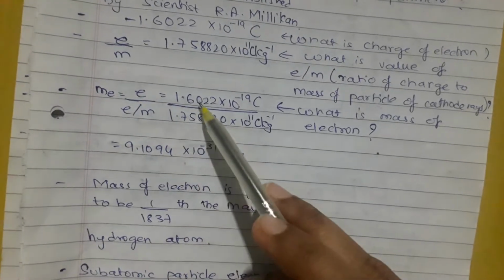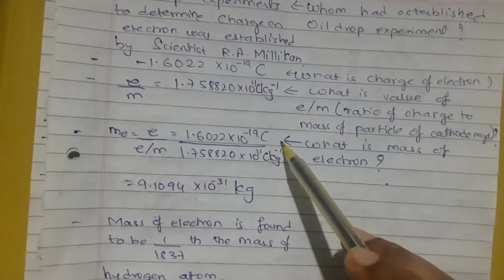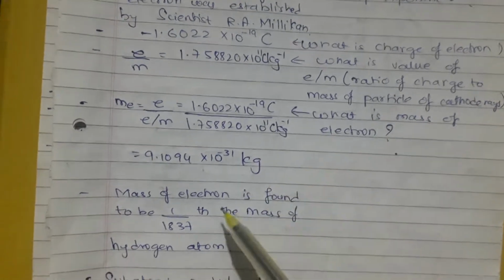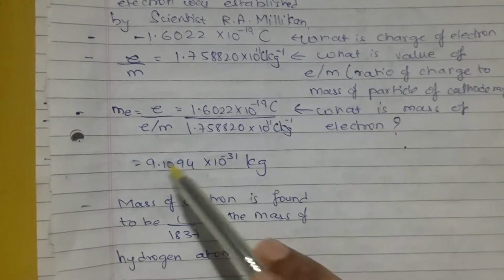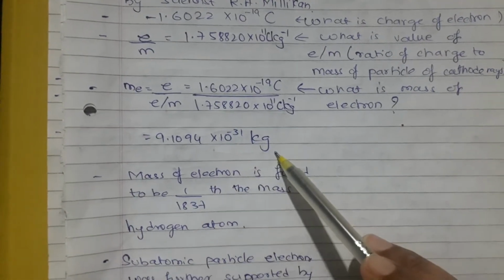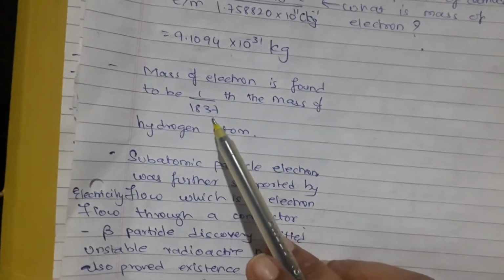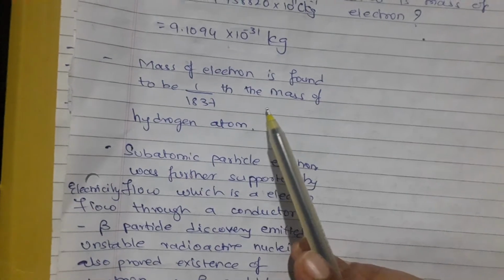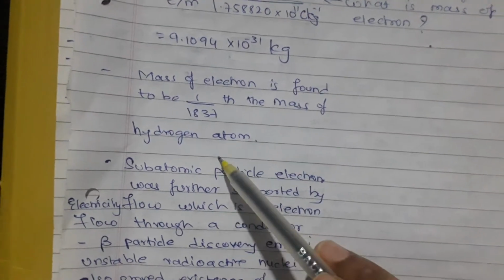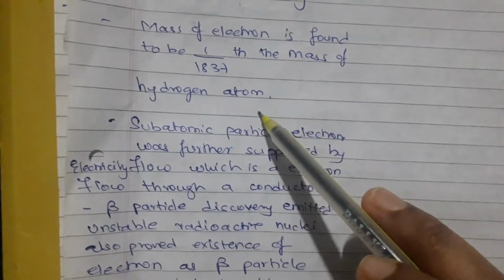It is e upon e/m. The charge e is 1.6022 × 10^-19 coulomb upon 1.758820 × 10^11 coulomb per kg. So what will be the mass of the electron after this division? 9.1094 × 10^-31 kg. Now the mass of the electron is found to be 1 upon 1837 of the mass of a hydrogen atom. It means the mass of the electron is 1837 times smaller than the hydrogen atom.